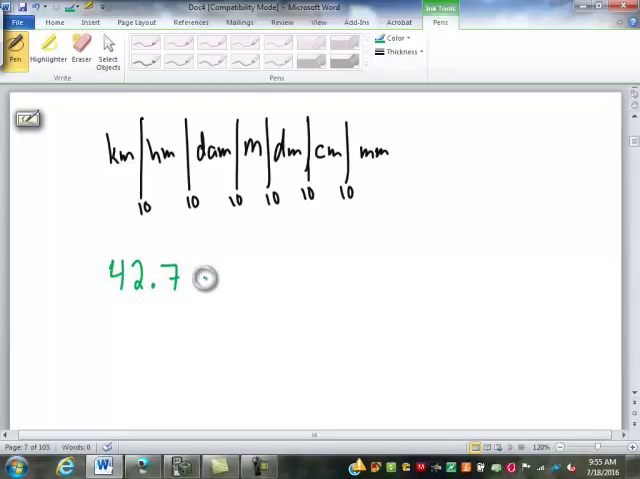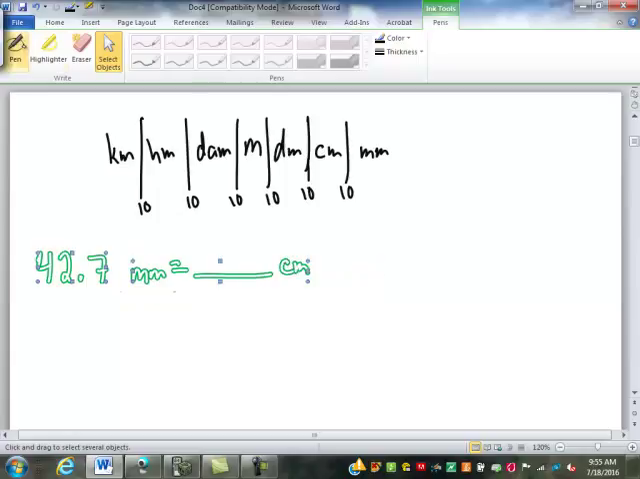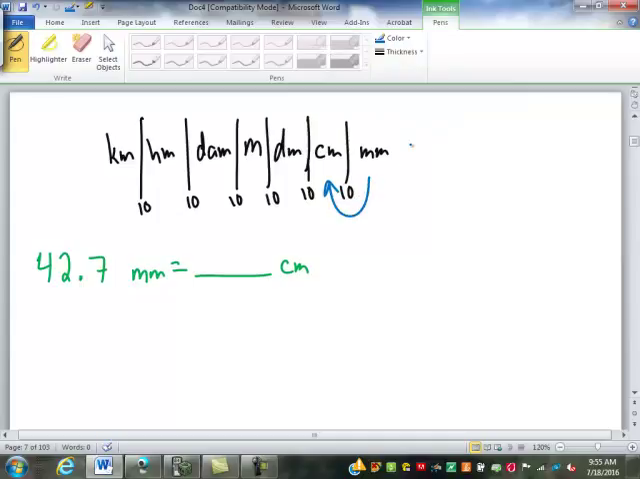42.7 millimeters equals how many centimeters? Well, to get from millimeters to centimeters, we go 1 spot to the left, don't we? So to move my decimal point, I have to go 1 spot to the left. That becomes 4.27 centimeters. Anybody have any questions on how we're moving that decimal point when we do our metric conversions? Okay. So now here's the question.